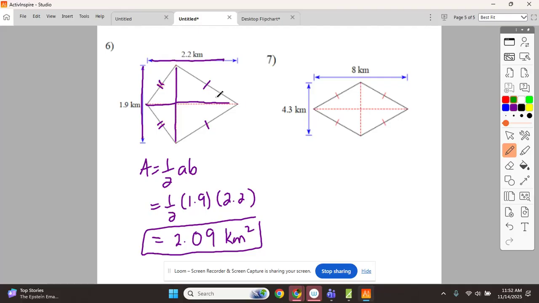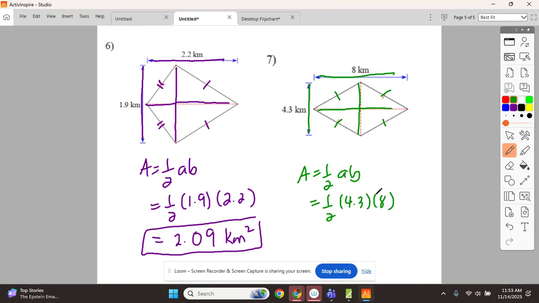Next, same thing with rhombus. All sides are equal, and you also multiply the diagonals, A and B. The diagonals here are 4.3, the same as that one, and 8 is over here. So 0.5 times 4.3 times 8 is going to give us 17.2 kilometers squared. And there you have it. That's how you find the area of the 2D figures. As always, kaboom.